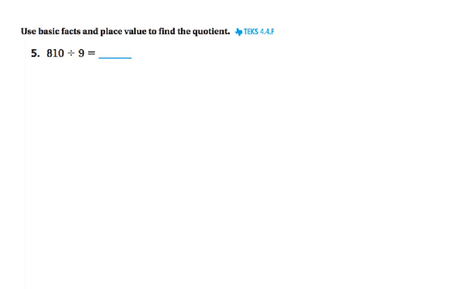Okay, now they say use basic facts and place value to find the quotient. Well, if I look at the basic facts, the problem is 810 divided by 9. But if I just look at the basic facts, I see 81 divided by 9. I know 81 divided by 9 would be 9, but I can't forget to tack on this 0 to the end. So my answer would be 90.